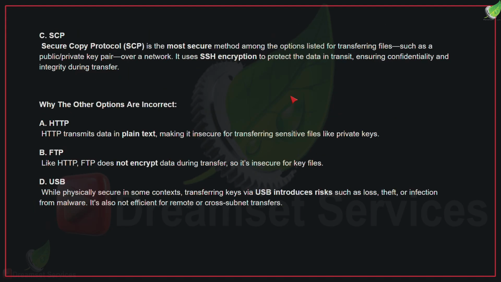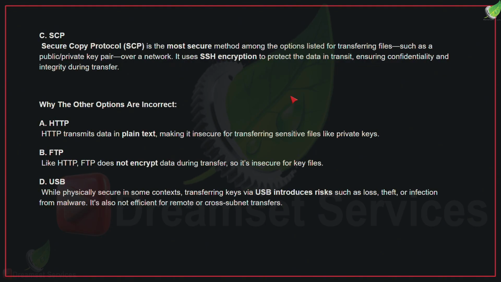SCP. Secure Copy Protocol is the most secure method among the options listed for transferring files, such as a public-private key pair over a network. It uses SSH encryption to protect the data in transit, ensuring confidentiality and integrity during transfer. Why the other options are incorrect?